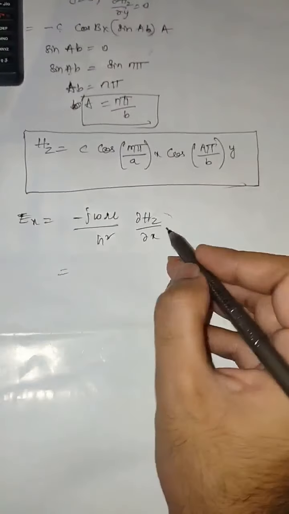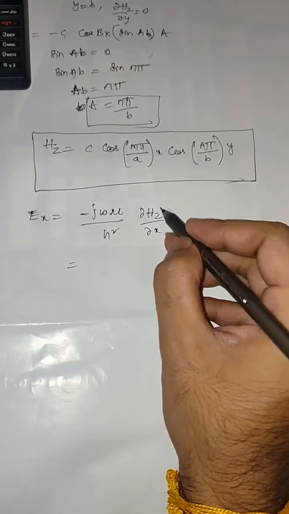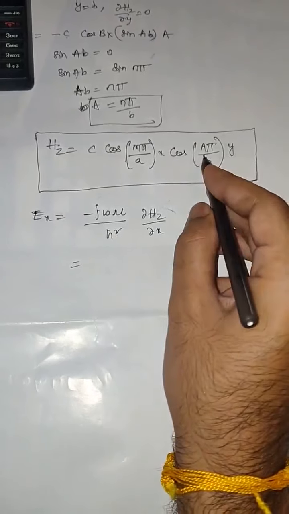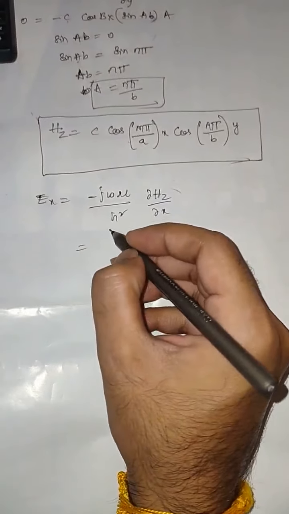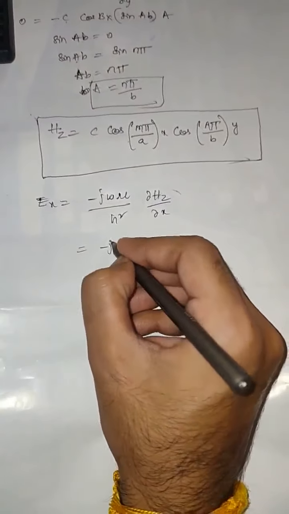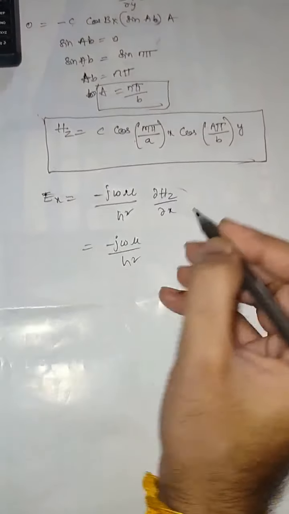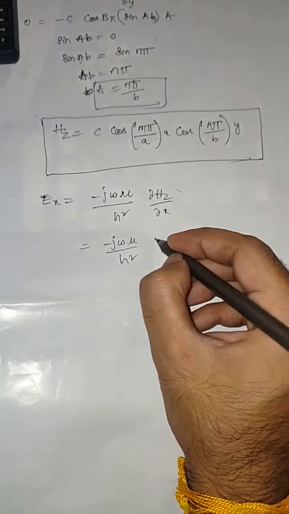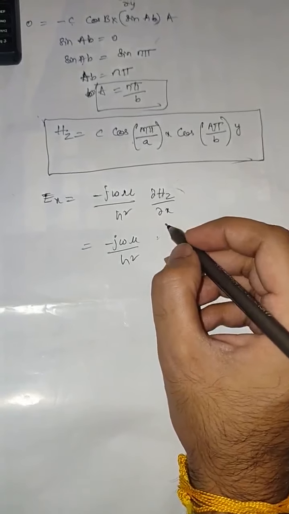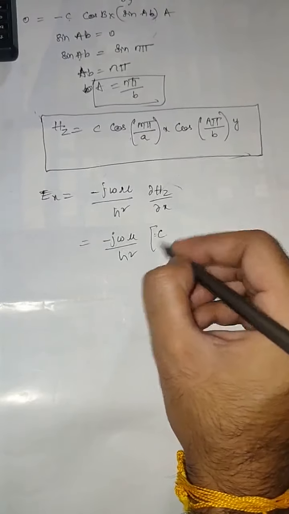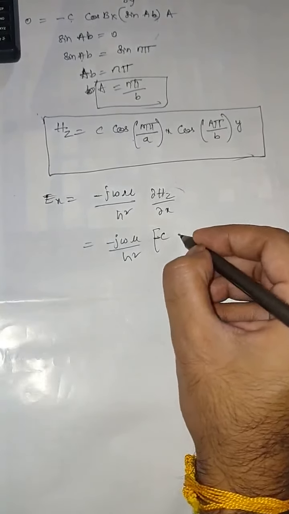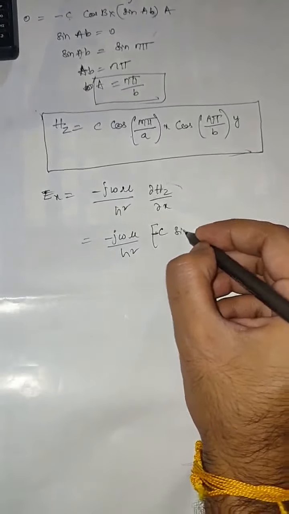Now substitute the differentiation with respect to this value. We have already derived the ∂Hz/∂x equation, so we can simply write that equation by substituting this, which is nothing but C multiplied by minus, cos, which can be written as sine.